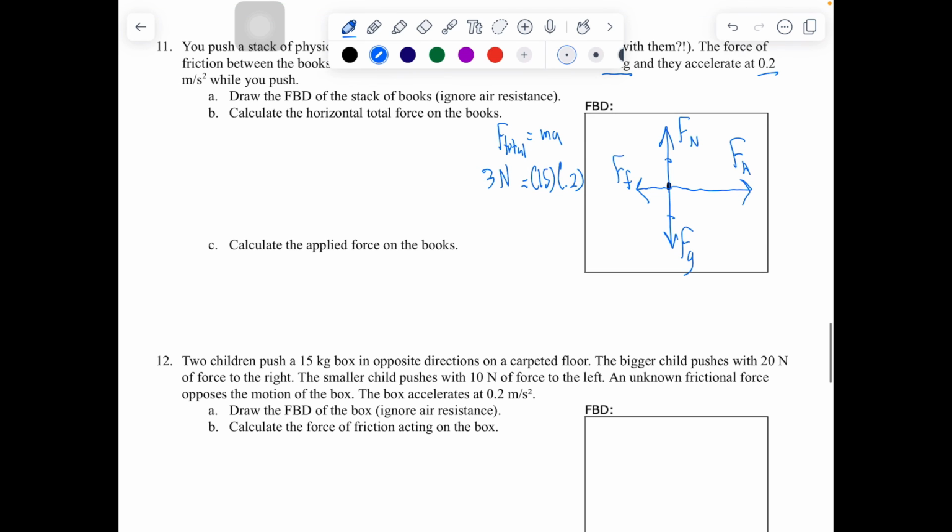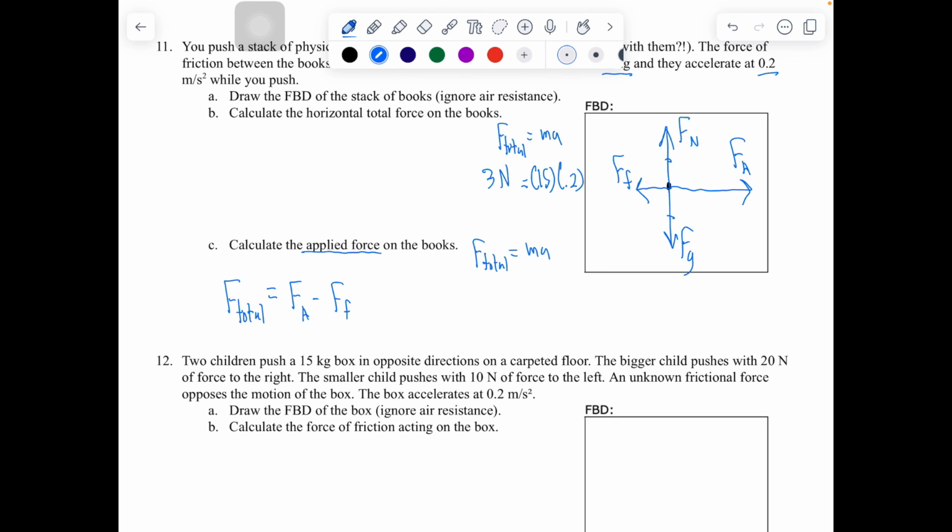Calculate the applied force on the books. This is what I was thinking of earlier, where we need to not just use Newton's second law. That is just F total equals mass times acceleration. The applied force doesn't show up in that equation anywhere. When we're calculating some other force that's not gravity, we need to make our own equation for our total force. We know the total force is just the positive forces minus the negative forces in a particular direction. Vertically, they're balanced, so we're just looking at the x direction. So the total force in the x direction is the applied force minus our force of friction.